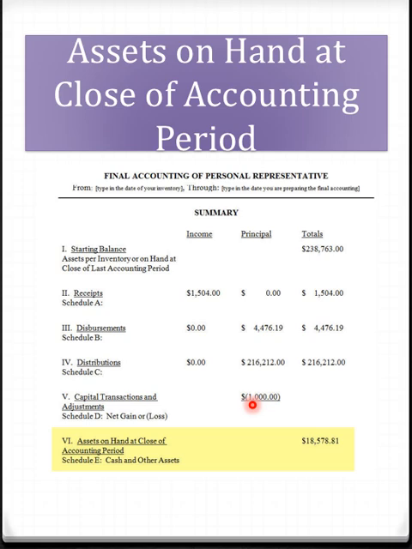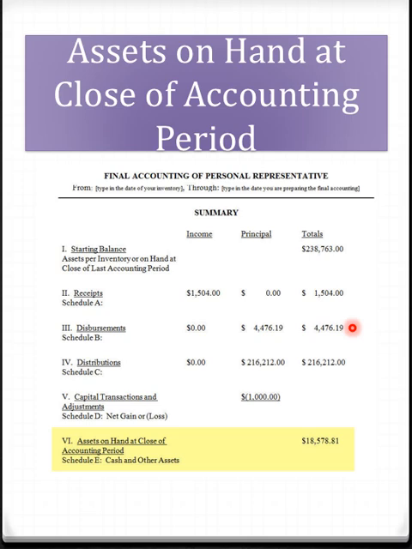First, you take the starting balance, $238,763. You add receipts. That makes sense. You received money into the estate. That would be a new asset, so we're adding to the carrying balance the receipts that we've received. But if money was paid out to creditors, for example, in Schedule B, those are listed, so we naturally need to subtract this amount. So just to recap, we have the carrying balance of $238 some odd dollars. We add to that the $1,504 that was received, and we subtract the disbursements of $4,476.19.